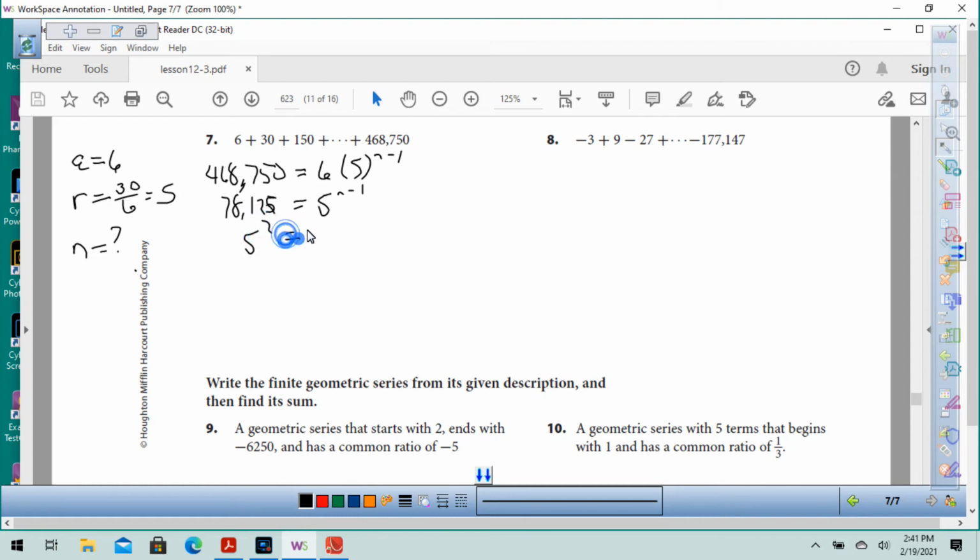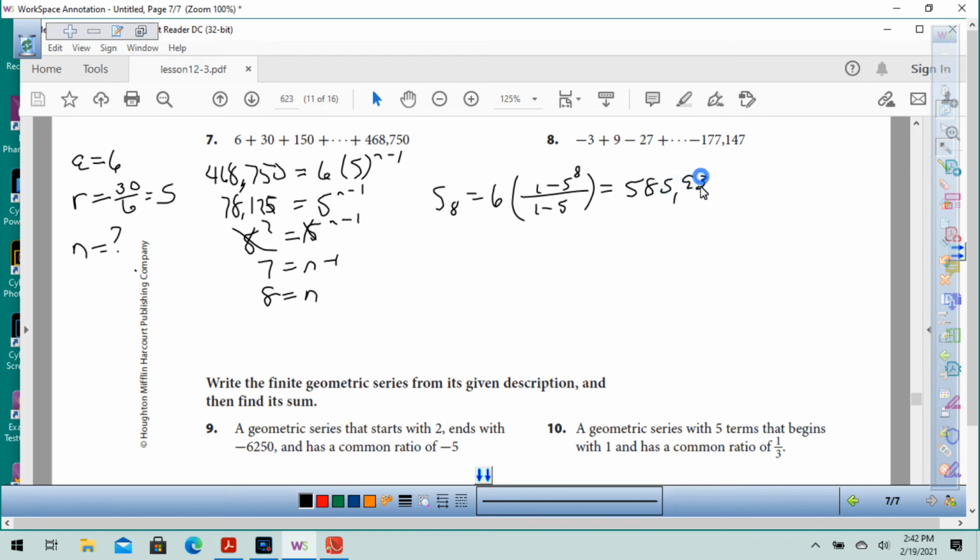5 caret 7 equals 5 to the n minus 1. Again, we got the same base. So n is going to equal 8. All right, and then we have s sub 8 equals 6 times 1 minus 5 to the 8th power over 1 minus 5. And that's going to give us 585,936.